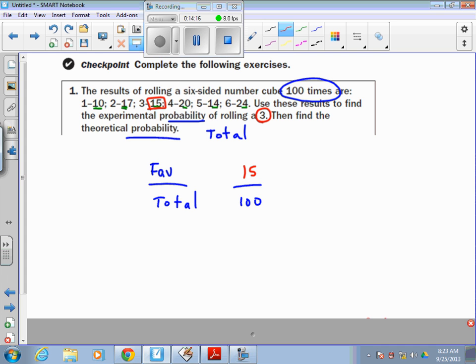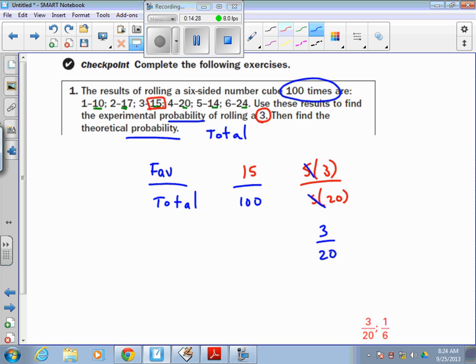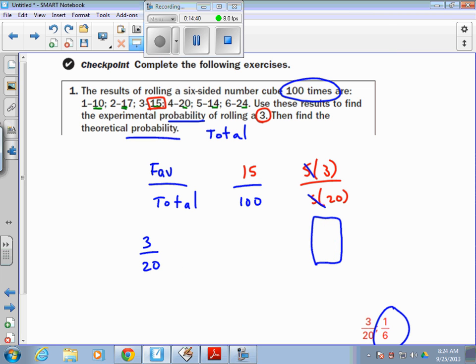The number 5 goes into both of them. 5 times 3 and 5 times 20. So it can be simplified to 3 over 20 as your probability. It says then find the theoretical probability. So this is what 1/6 is. We'll look at that in 1 second. 3 out of 20, that's the experimental probability. It was actually rolled that many times, and it came up 3 out of 20.